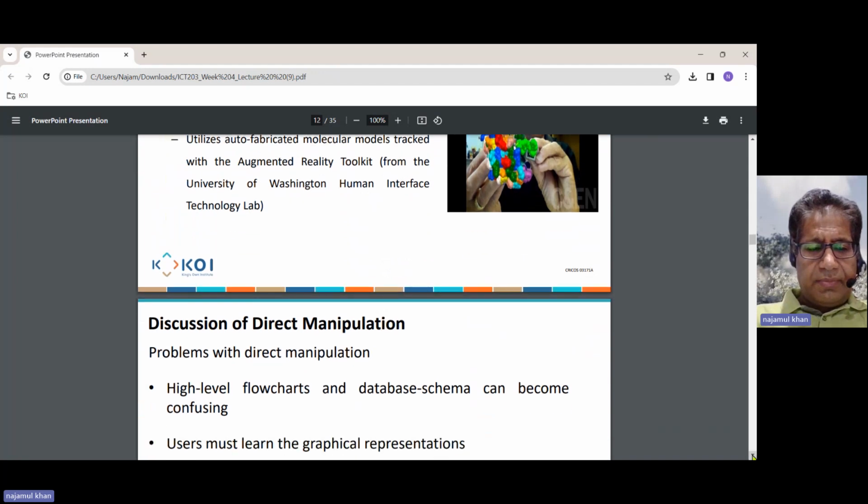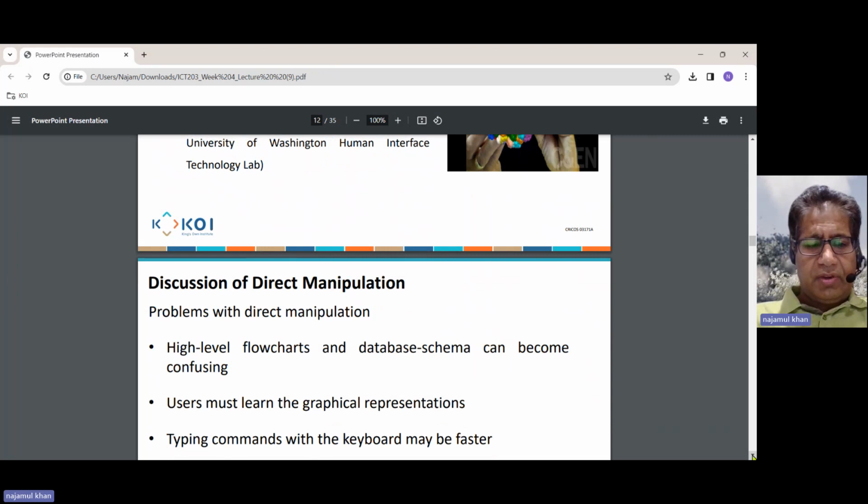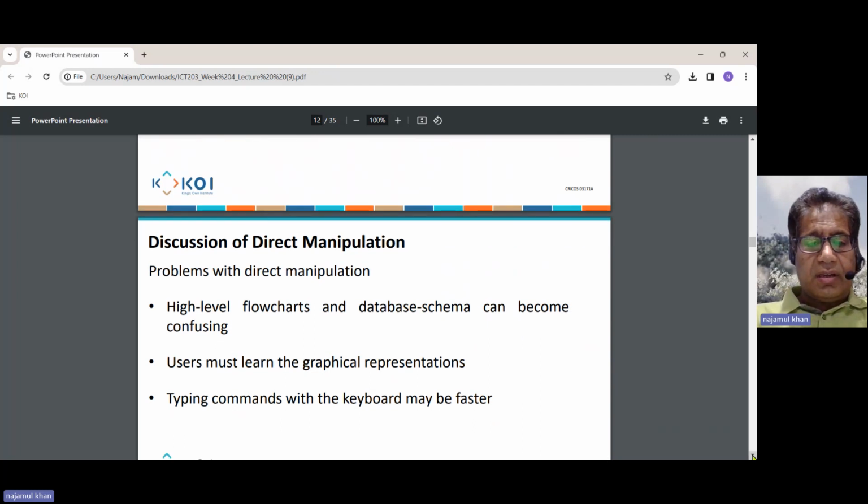Some of the problems we might see with direct manipulation may include that high level flow charts and database schema can become confusing. This can happen. So efforts are made to reduce the level of confusion for users. And of course, users must learn the graphical representation. Typing commands with the keyboard may sometimes be faster. It depends.